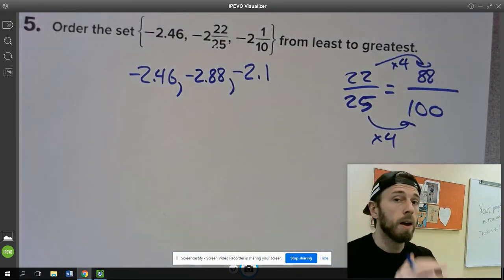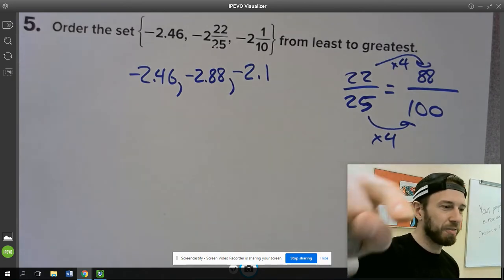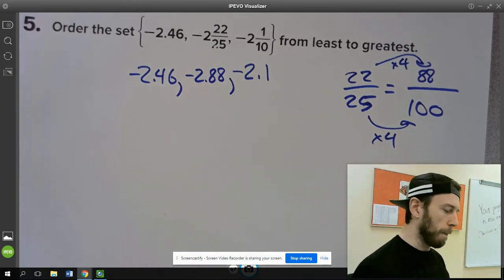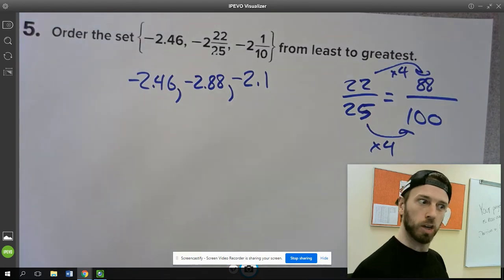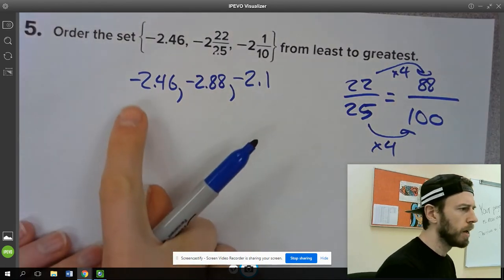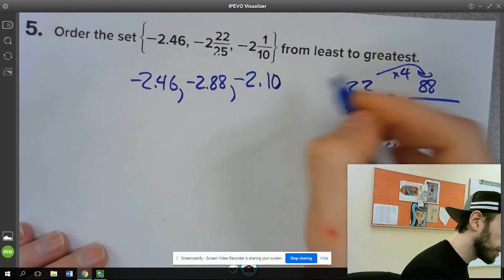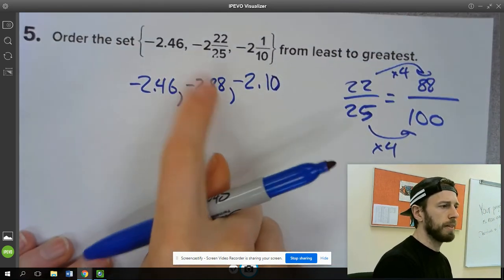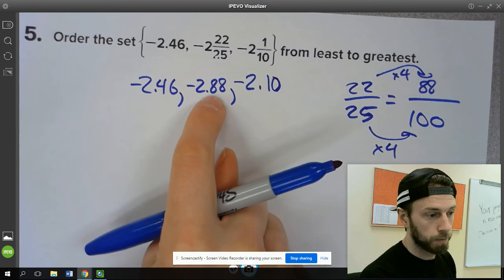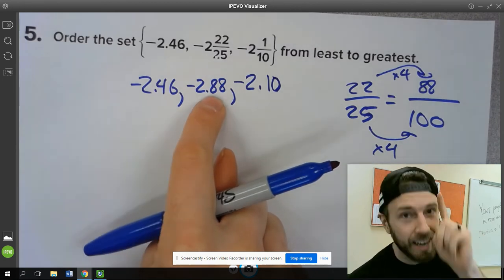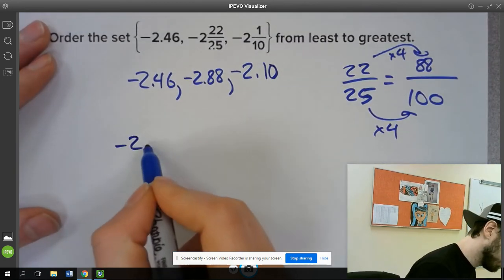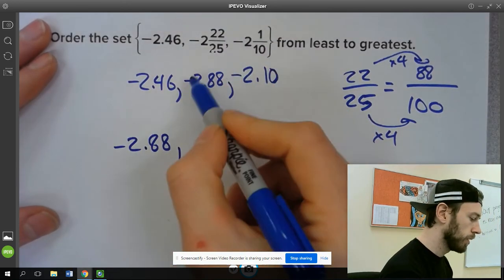Now I can put these in order from least to greatest. And remember, negative numbers are opposites. So I'm going to look for the one that looks the biggest. That's actually going to be the smallest, right? Negative 2.46, negative 2.88, negative 2.10. Just put a little 0 on there so they all look the same. And this one clearly looks like it's the biggest, which means in terms of negatives, it's going to be the smallest. So negative 2.88 is my smallest number.